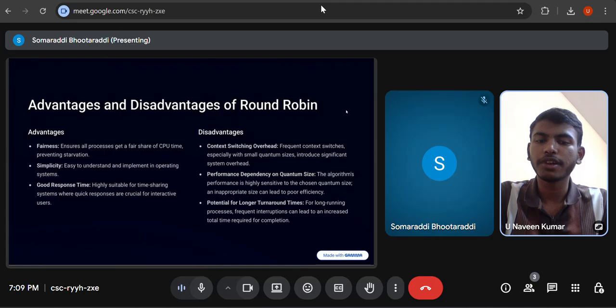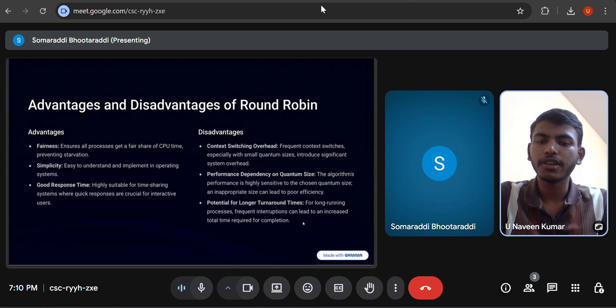And the second one is simplicity. Round robin is easy to implement using the ready queue, a fixed timer interrupt, and the context switching mechanism. And the last advantage is good response time. It is ideal for interactive systems like chat apps, browsers, OS, GUI, etc. Users feel that programs are responding quickly.